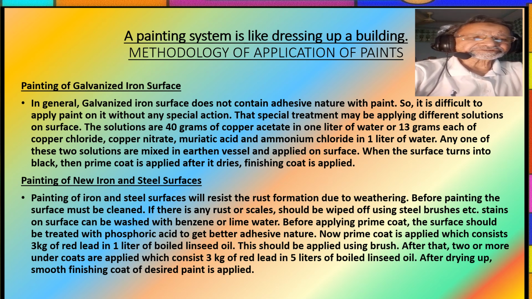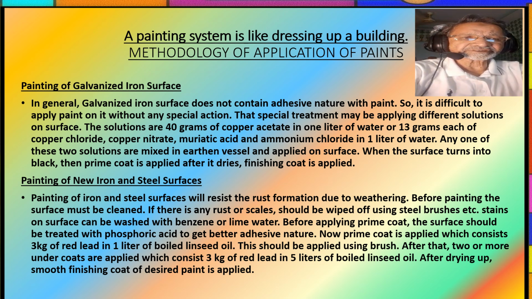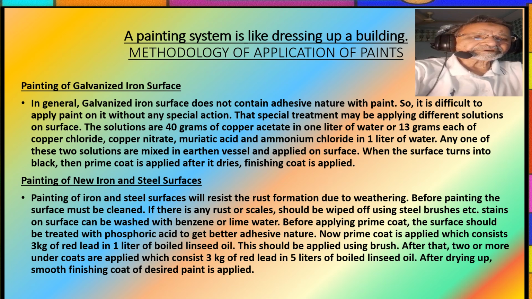Then we come to the painting of new iron and steel surfaces. In the same way we are going to discuss the surface preparation. Remove the dust, dirt and grease and rust as we did on the galvanized surfaces. Use sandpaper or wire brush followed by rust inhibiting treatments. Priming is to be done. Apply an anti-corrosive primer to prevent rust and to improve paint adhesion.